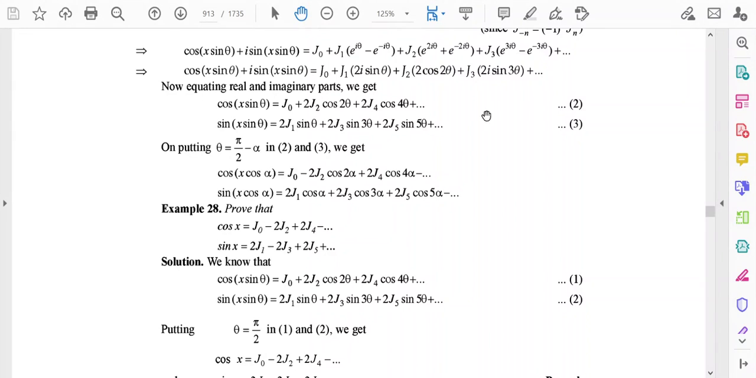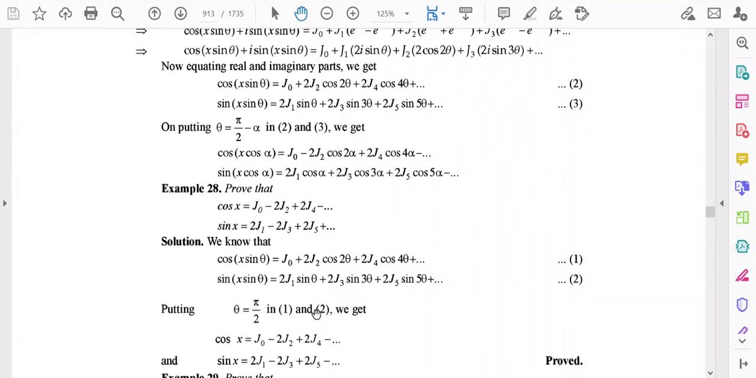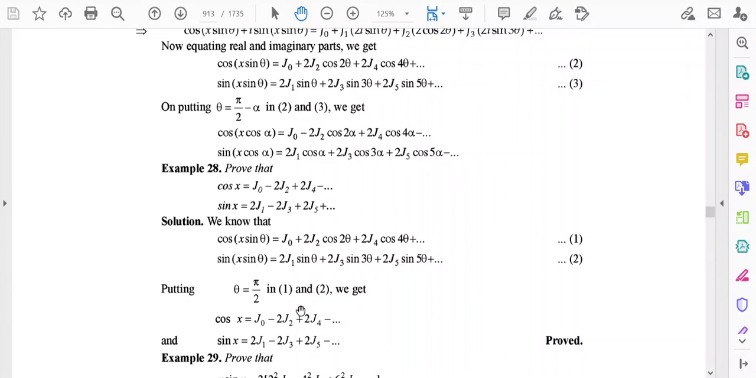So we will start from equations 2 and 3 here. We have written these equations 2 and 3 from here to here. That is, this is the first equation and this is the second equation. Now you see that here the left hand side is only cos x and sin x, and here the left hand side has been written in terms of cos of x sin theta, sin of x sin theta. So if we put theta equal to pi by 2, then here only x will be there in the first bracket, and here also. So we just have to put theta equal to pi by 2 in these equations.